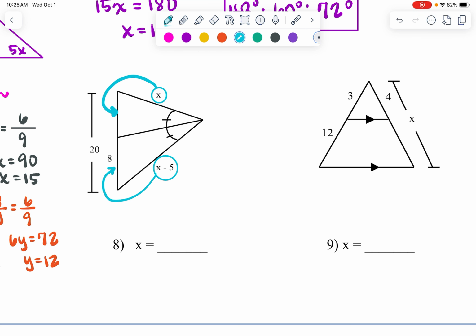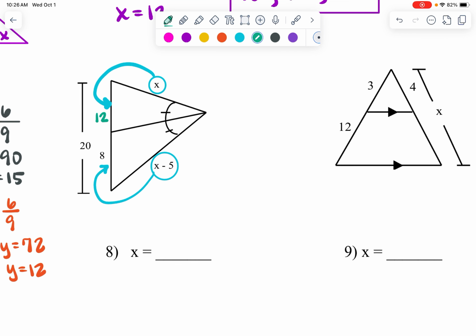So while I love that they gave me this 20, that is not part of the angle bisector theorem, but they gave that to me because I have to use the 20 to figure out that this side is 12, right? Because I have to have those two pieces. If I don't, then I can't use the theorem, unless I have enough information to write some sort of expression there. So our proportion is going to be x is to 12, as x minus 5 is to 8.